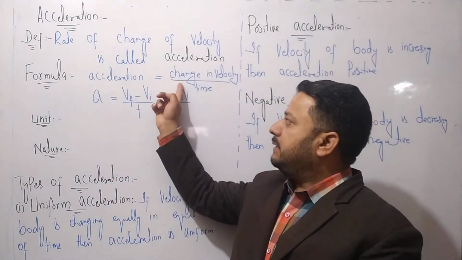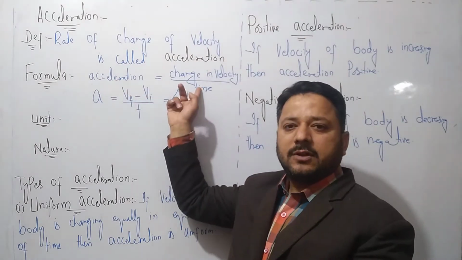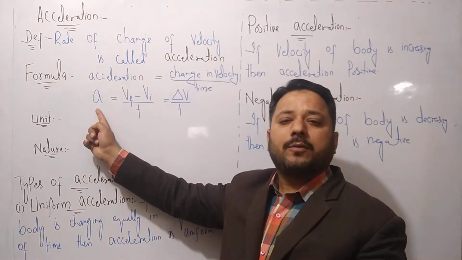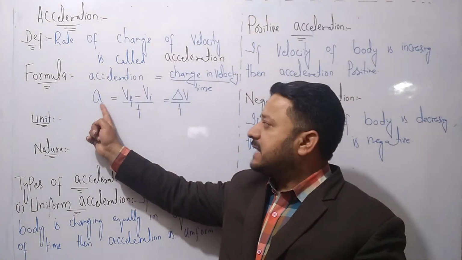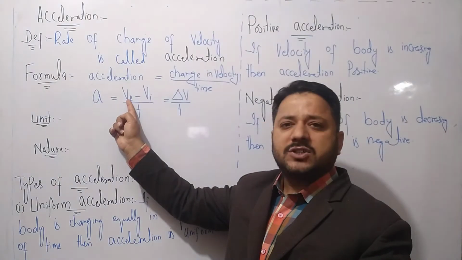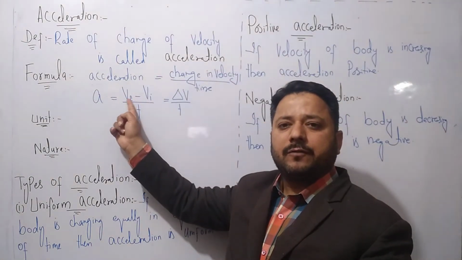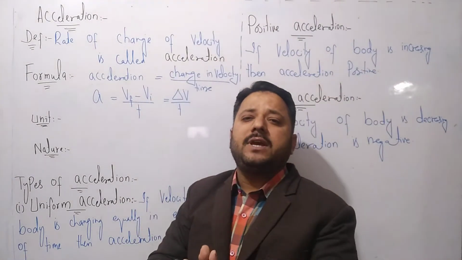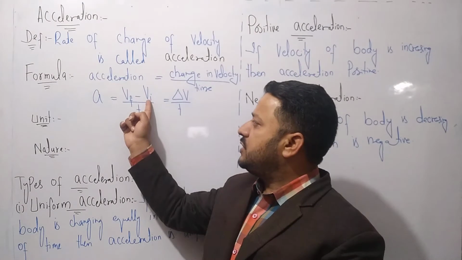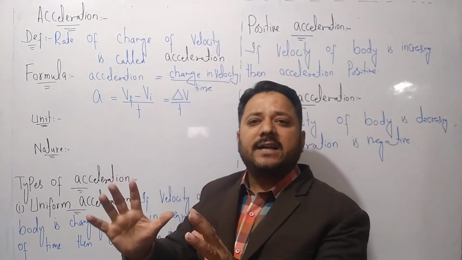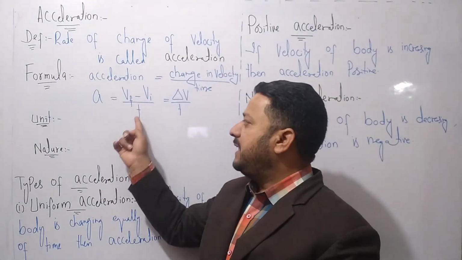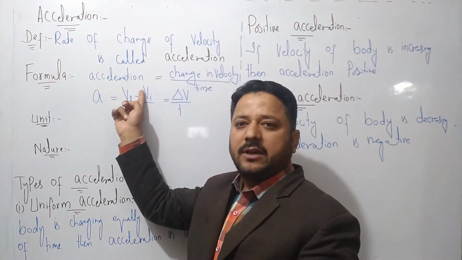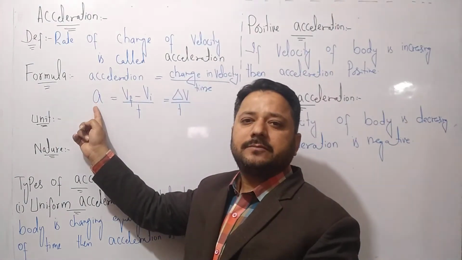Next, this is the definition as well as a formula in words. Now we are coming towards the proper formula with the symbols. Acceleration can be written as change in velocity, meaning final velocity Vf, V for velocity, F for final, minus initial velocity. Whenever we subtract initial velocity from final velocity, we get change in velocity, and dividing by time means rate. So rate of change of velocity is equal to acceleration.